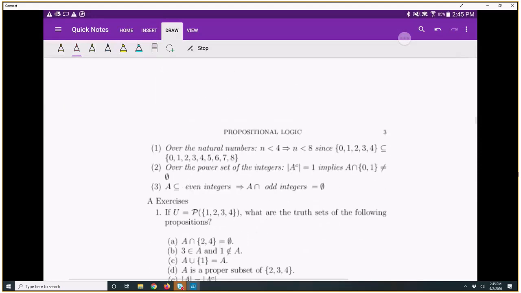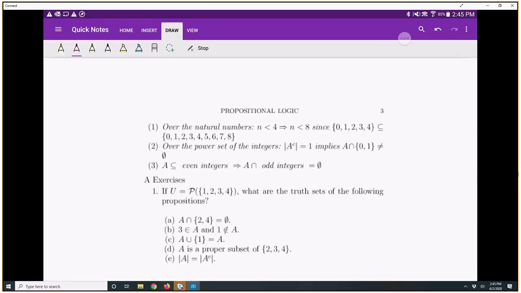So here are some examples. Over the natural numbers, n is less than 4 implies n is less than 8. Because the truth set for the proposition n is less than 4, 0, 1, 2, and 3, is a subset of the truth set of the proposition n is less than 8. Over the power set of the integers, the proposition that the cardinality of the complement of a set is 1.